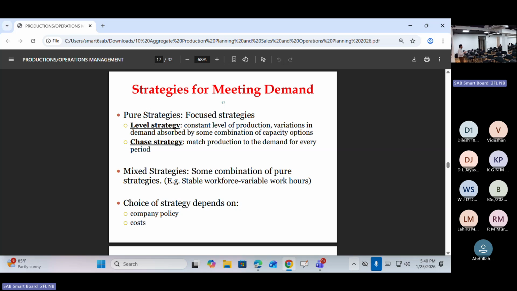Which strategies to use in the company depends on various factors, especially the cost factors. But not only cost, factors like company policy would also play a role here. As a policy, the company may be ready to use inventory for level production because they don't want to change the production rate. They want to maintain a constant rate as a policy.